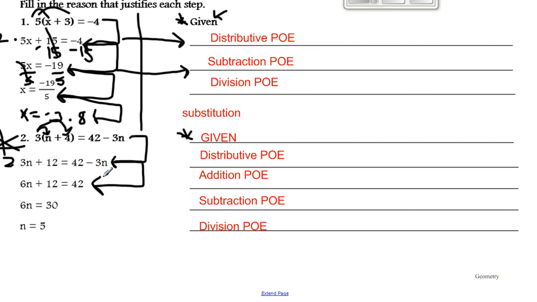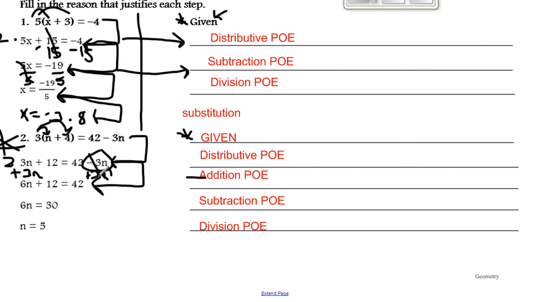All right, step 2, how did we get from step 2 to step 3? Well, what happened here? Notice this guy is gone. Well, the only way to get rid of him or to give him a zero pair would be to add 3n to both sides of the equation. So -3n and a +3n is 0. That's where he went, 0. And 3n plus 3n is 6n. And that 12 stayed the same, and that 42 stayed the same. So we added 3n to both sides of the equation.